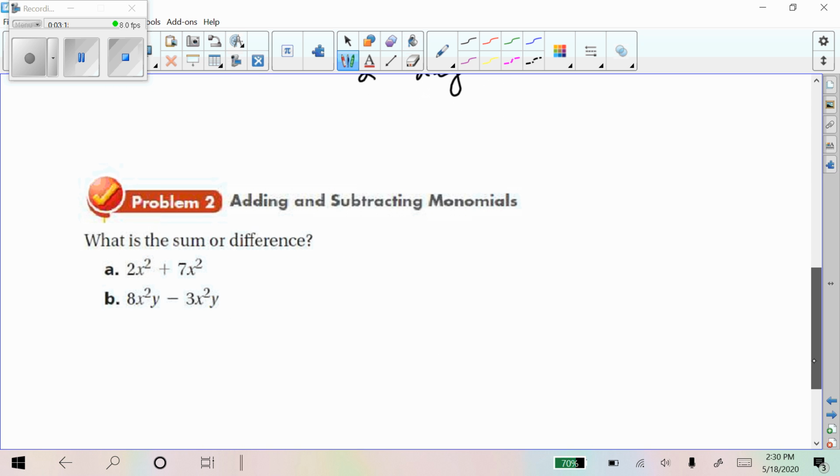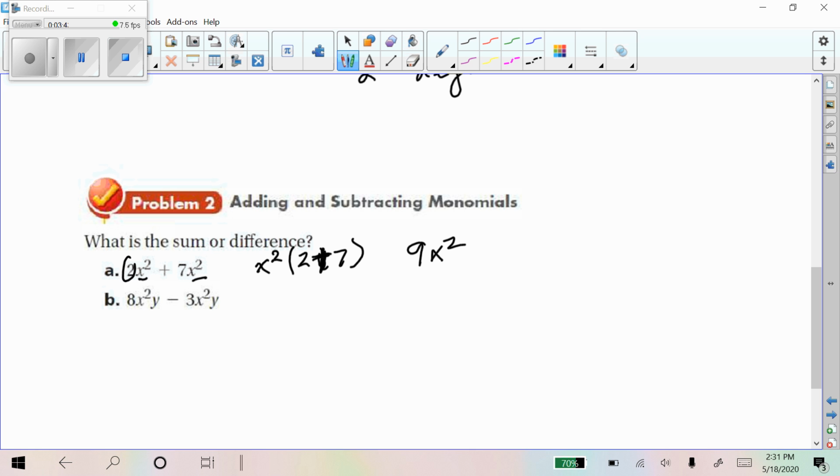All right, the next thing we're going to talk about is how do you add and subtract monomials? Well, you should remember that if they have the exact same variable and power, they're like terms. And we can use the distributive property. You probably don't think too much about this, but this can be written this way: x squared times the quantity 2 plus 7. So the coefficients essentially can just be added together and we get 9x squared. So just add the 2 and the 7. You would only change the powers if you were multiplying, not when you're adding.